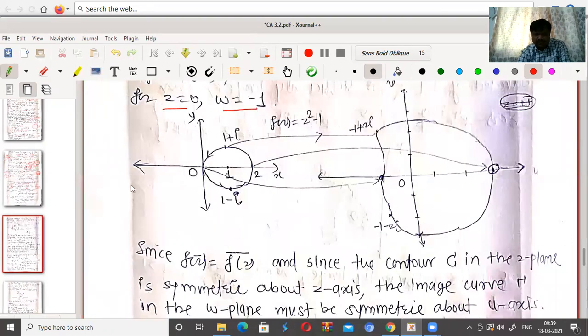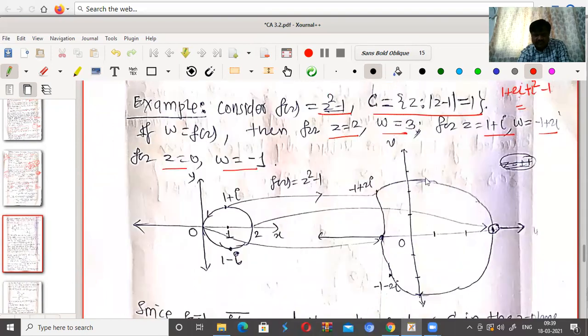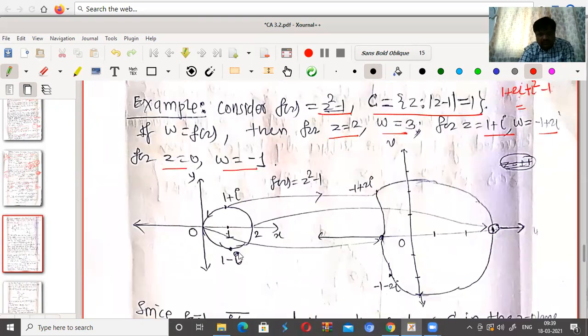So this is your z plane now. In z plane, our C is the circle having center at 1, radius 1. Therefore 2 is a point here, 1 plus i is a point, 0 is there, 1 minus i is a point. For z equal to 2, w is equal to 3. So 3 is here. So this point 2 goes to 3. For z equal to 1 plus i, 1 plus i goes to minus 1 plus 2i. This is minus 1 plus 2i, isn't it? Because this is 2i, and this point is minus 1. For z equal to 0, w is equal to minus 1. So you will get minus 1.